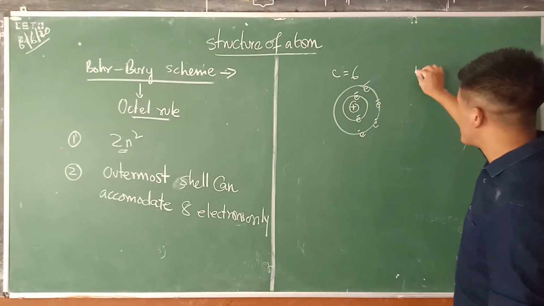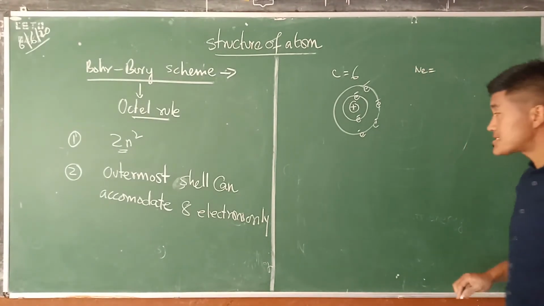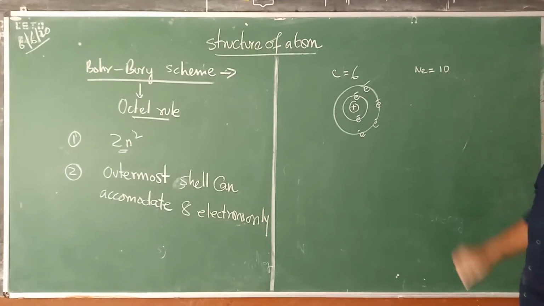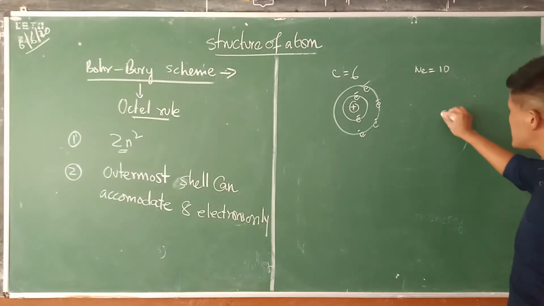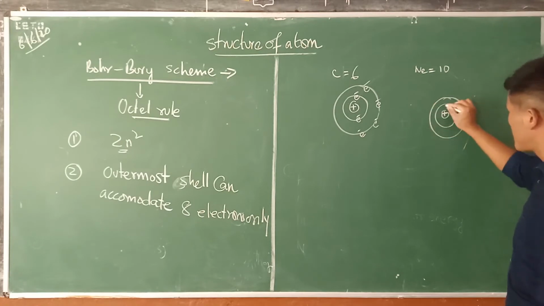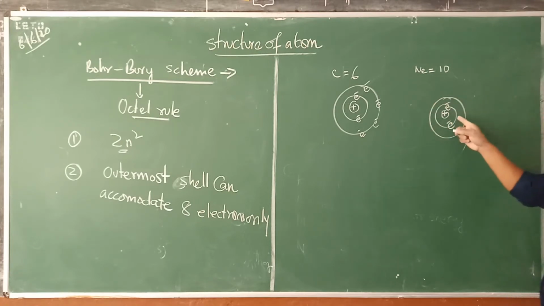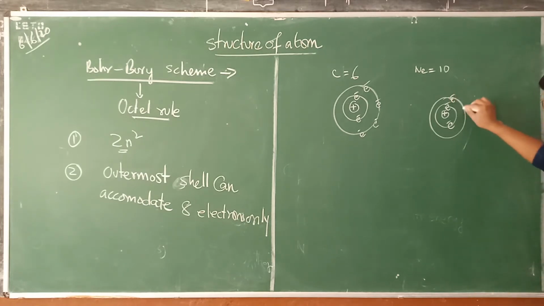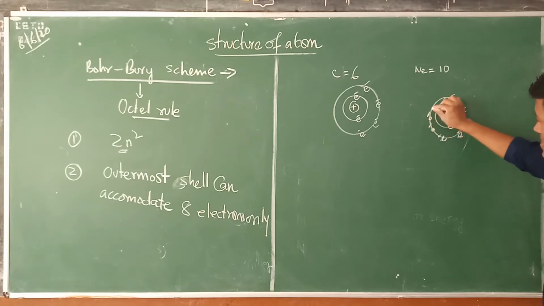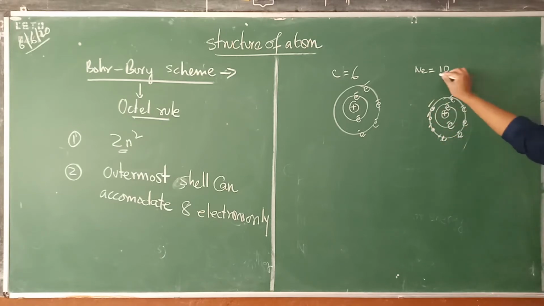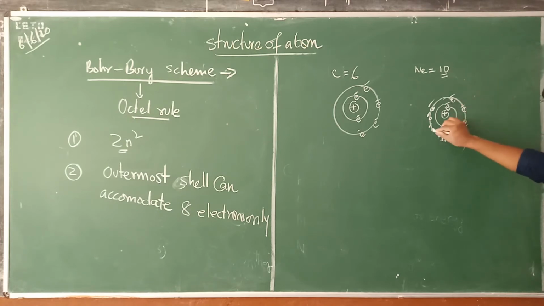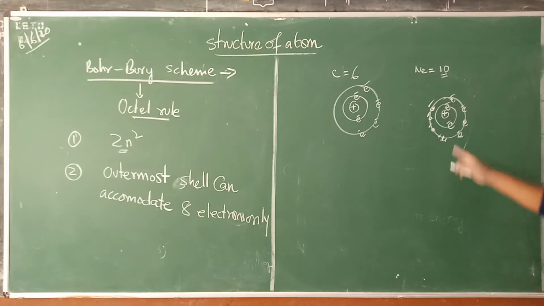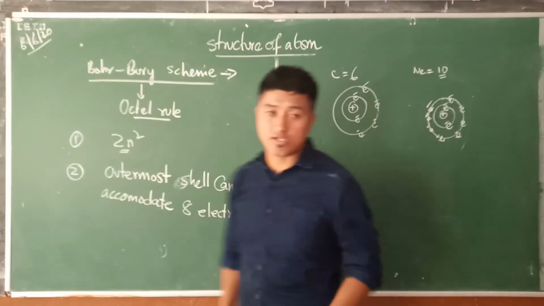Now let us go for neon. Neon is atomic number 10. So how can we write this? You cannot fill beyond 2 in the first shell because this is the rule itself, 2n square. Now here, 1, 2, 3, 4, 5, 6, 7, 8. So 10 electrons: 2 and 8. Understand? In the second shell, we have 8 electrons here.